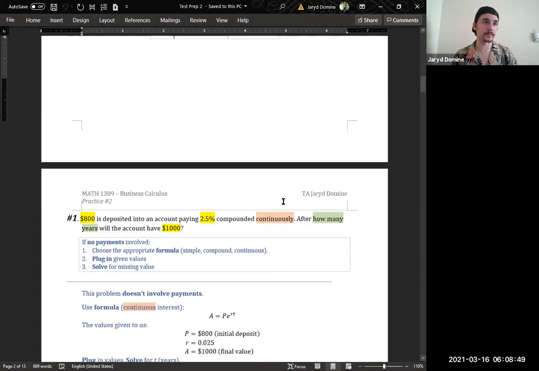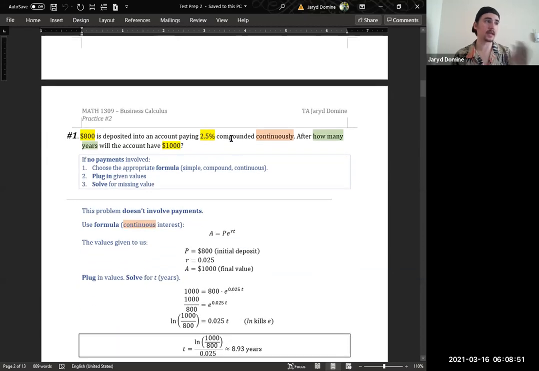We're going to start with number 1. So $800 is deposited into an account paying 2.5% compounded continuously. After how many years will the account have $1,000? So you can see what I've done here. I've highlighted everything that's a little piece of information. So I got $800, 2.5%, $1,000.